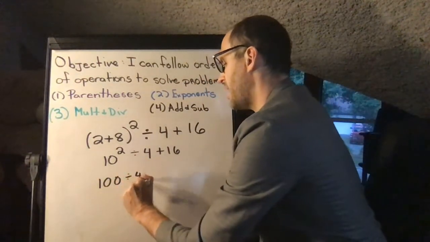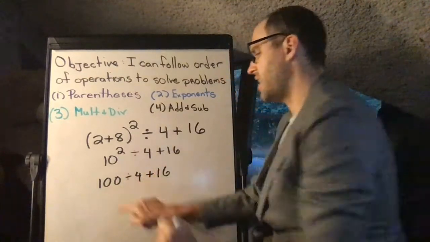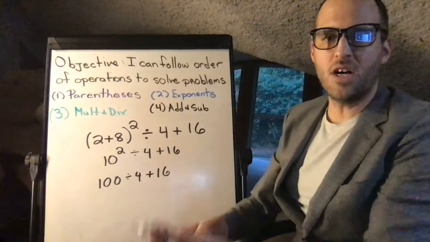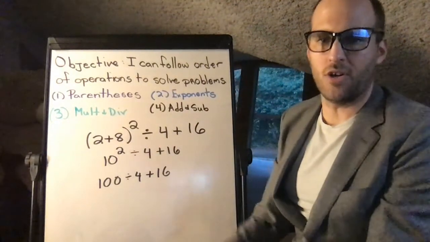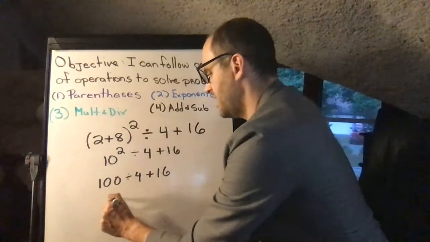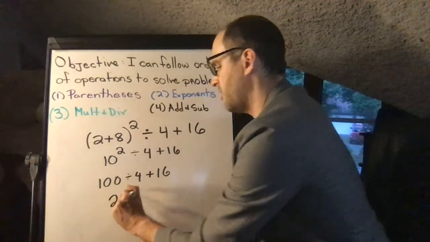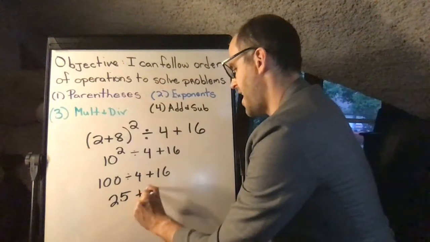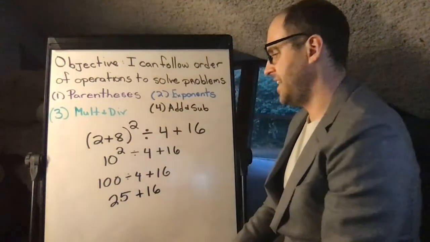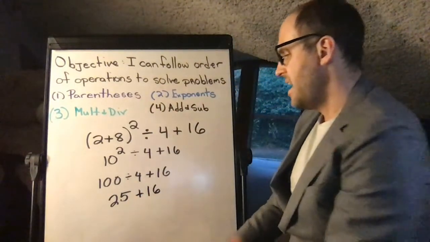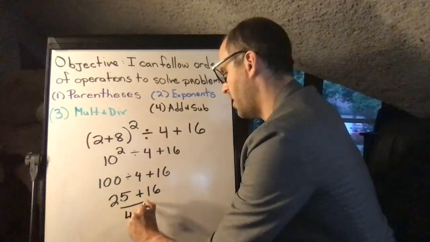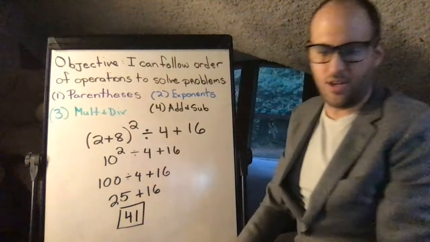And now in this problem, because division comes next, I have to divide 100 by 4. Think of 100 and splitting it up into 4 quarters. 100 divided by 4 is 25, because 4 quarters equal $1. We then are going to add 16 because that's our last step. And then we end up with this lovely 41 as our answer.